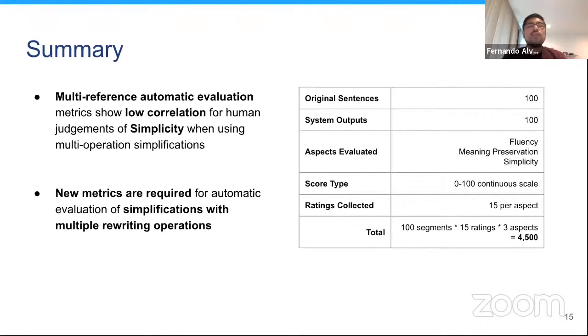And when we use these multi-operation simplifications with our current evaluation metrics, they do not perform really well when it comes to measuring simplicity. So new metrics are required if we want to reach that ideal of producing simplifications that are multi-operation and that this characteristic is properly measured, since SARI doesn't really measure that. So yeah, we have a new data set, but metrics are not that good.